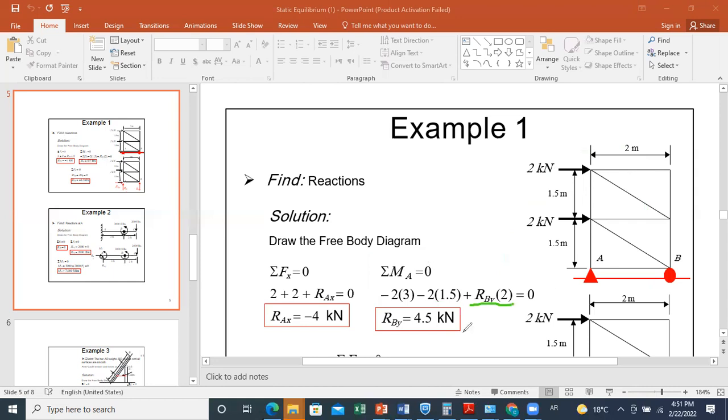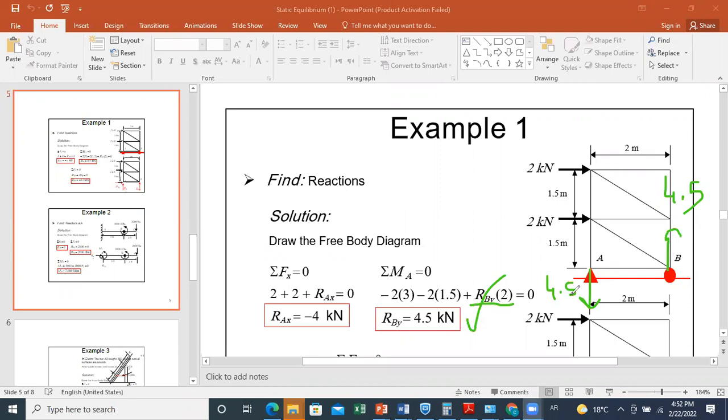Sum of moment about A will give me the value of RBY. And since sum of Y equals 0, I replace back, and I deduce that AY is minus BY. So they are opposite to each other. This will be 4.5 kilonewton upward, and this will be 4.5 kilonewton downward. So this is how I was able to solve for my reactions.